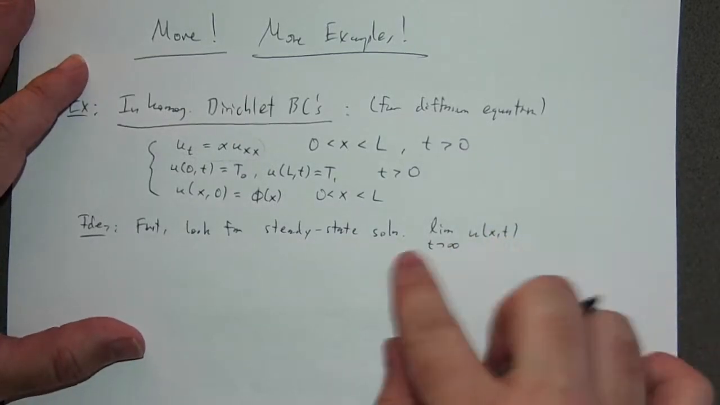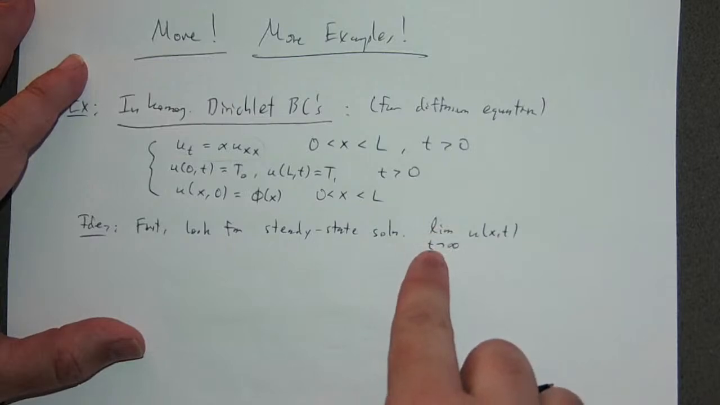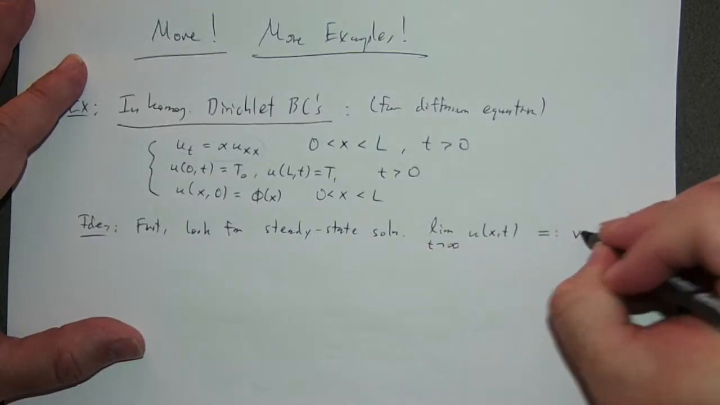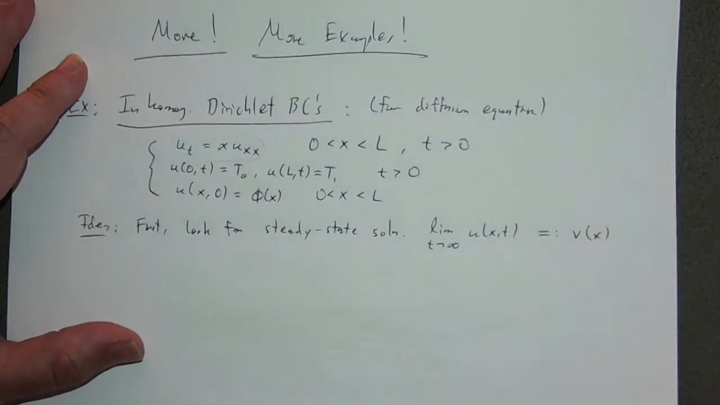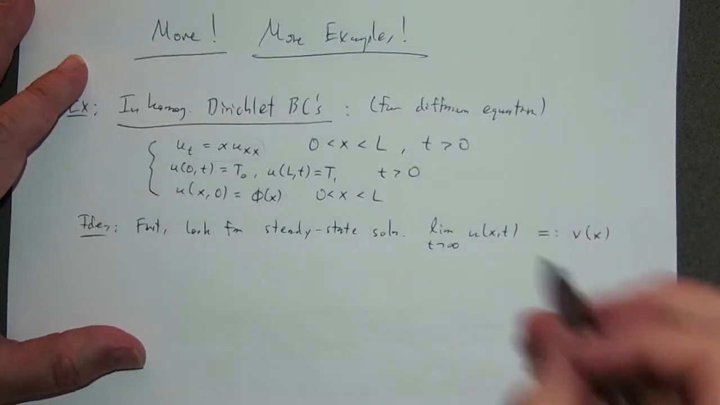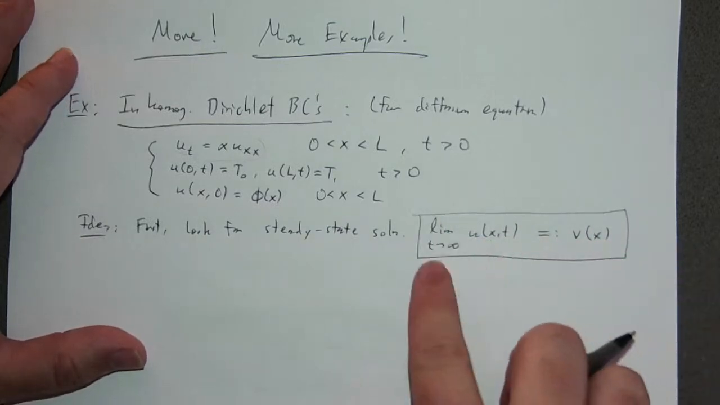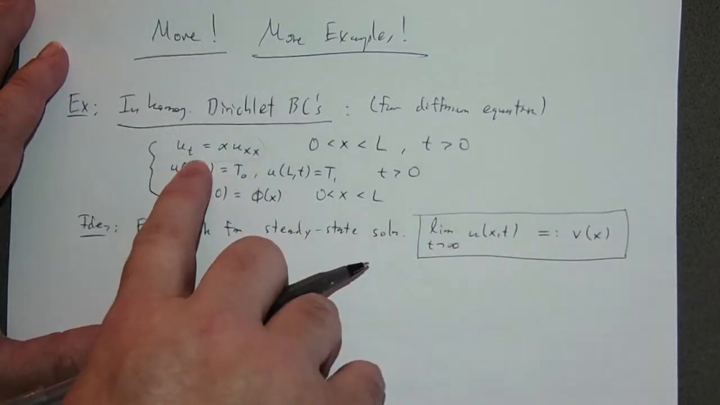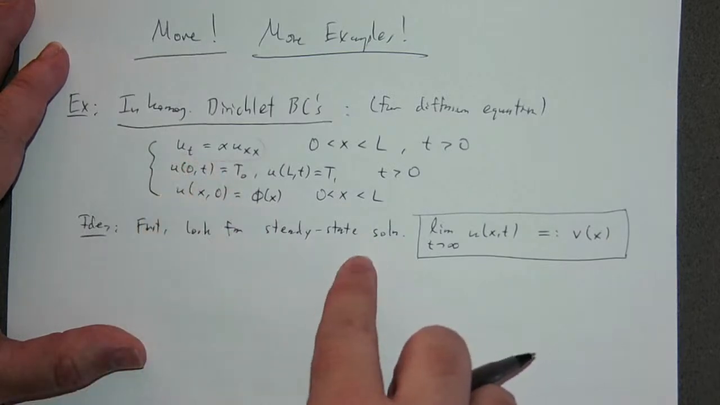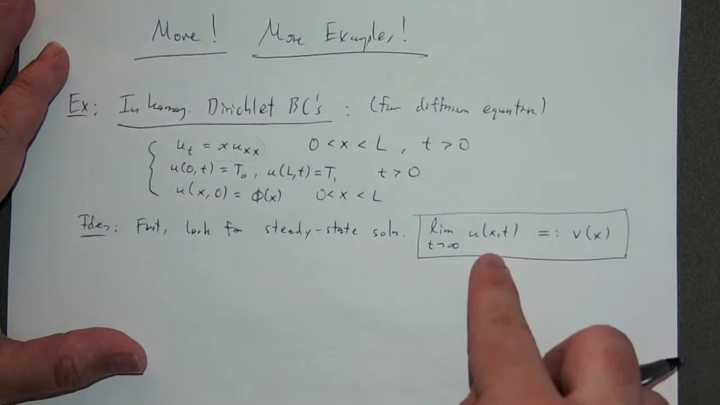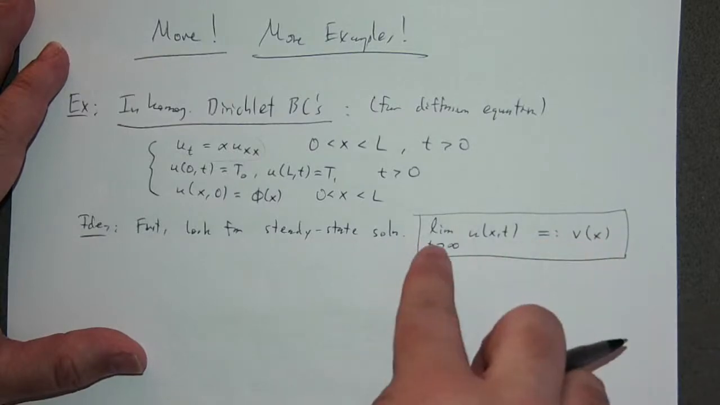We can define the steady state solution. Since we're taking the limit as t goes to infinity of this thing, this expression should not depend on t. We'll call that v. Note, this is going to be a solution to the heat equation, but it's steady state in the sense that its t derivative is 0, so we've written here that it doesn't depend on t.